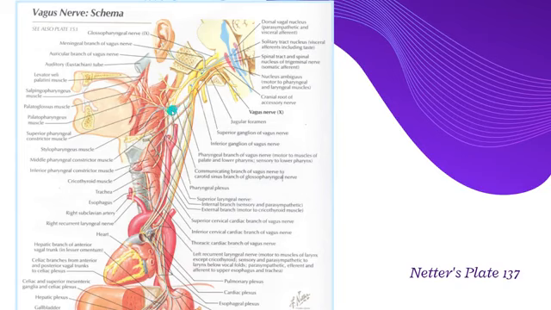Motor, it's going to supply most of the muscles of the pharynx and soft palate, and then sensory, it's going to supply sensory to the lower pharynx. Next up is the superior laryngeal nerve. So the superior laryngeal nerve we see right here. So it's branching just a little bit lower than that pharyngeal nerve.